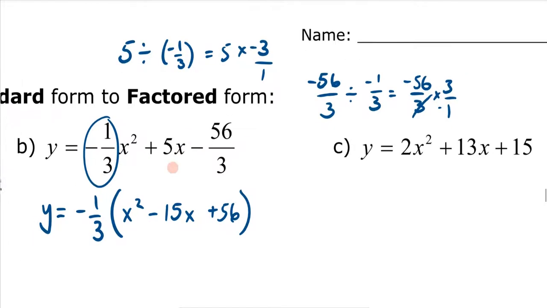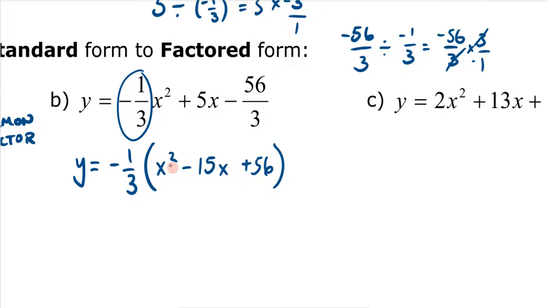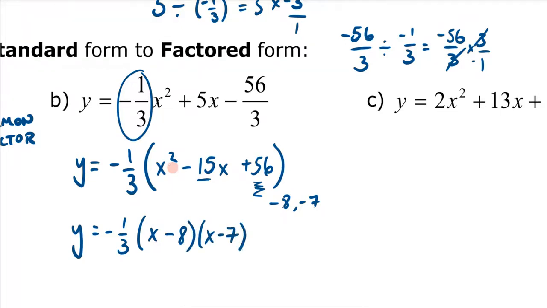Okay, now factored form. So can you find two numbers that multiply to give you 56 and add up to negative 15? Well, with a little bit of searching, you'd find the two numbers are negative 8 and negative 7. Negative 8 times negative 7 is positive 56. And when I add negative 8 and negative 7, I get negative 15. So y equals negative 1 over 3, factored form, x minus 8, and then x minus 7. So here's my factored form. I have a number multiplied by expression multiplied by another expression.